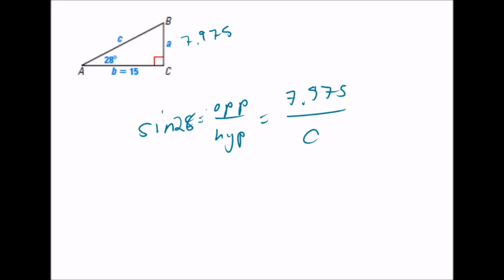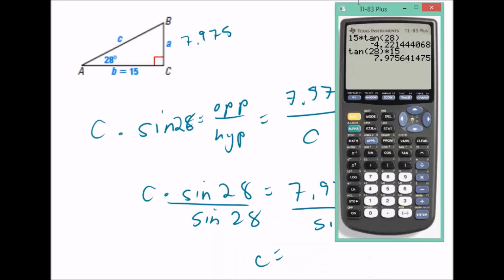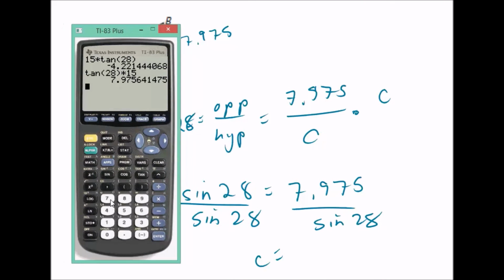So in order to solve for that, we have C on the bottom, so we need to get C out of the bottom by multiplying both sides by C. So we have C sine 28 equals 7.975. Divide by sine 28. And C equals, I have to plug it in, 7.975 divided by sine 28, and it's in degree mode, so we're fine, 16.987.